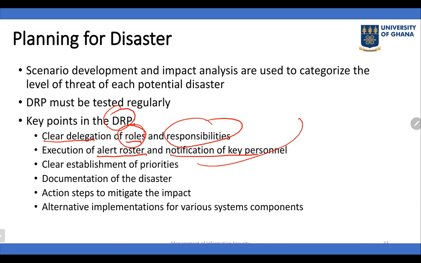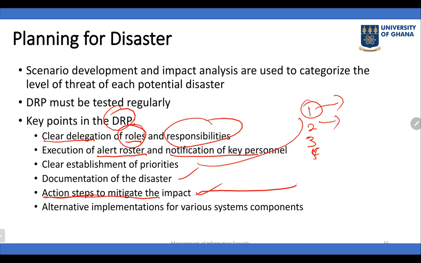I think Kudo spoke about the priorities. Since it becomes a disaster, sometimes you need to prioritize what you need to achieve first, then move on to the next and all that. Then documentation, just as with an incident, is also very important. Then action steps to mitigate the impact. Yes, there's a disaster, so how do you mitigate?